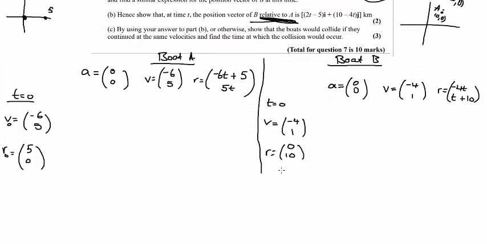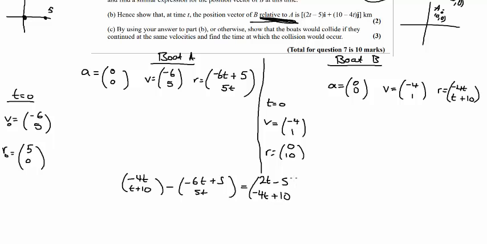So for part B, can you see we'd do -4t, t plus 10, minus 6t plus 5, 5t equals, well yeah, that's going to give you 2t, because -4t minus that gives plus, -5, that's going to be t minus thing, so -4t plus 10. Ugh, cheeky as hell question.